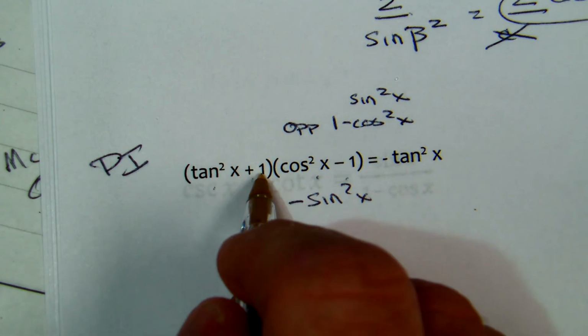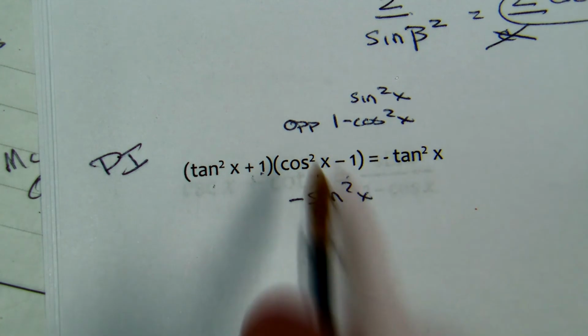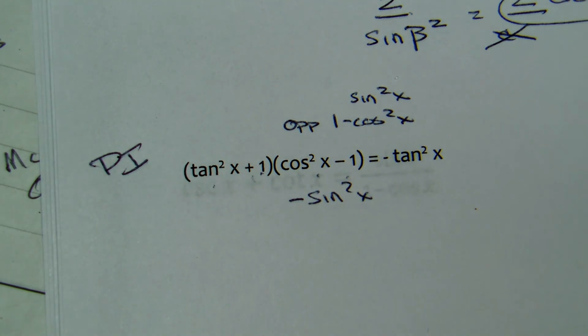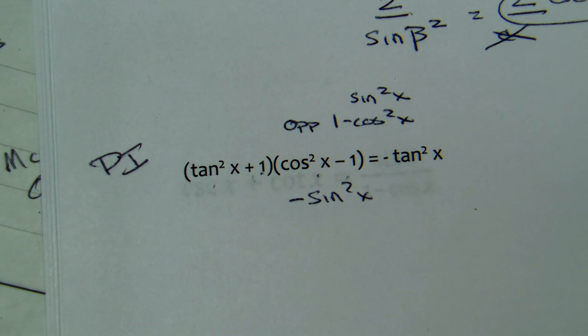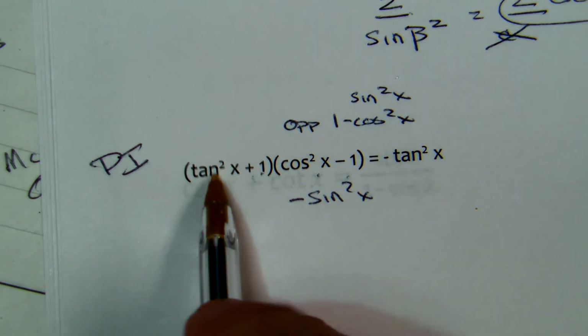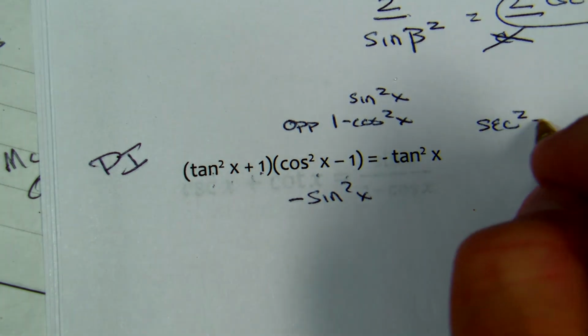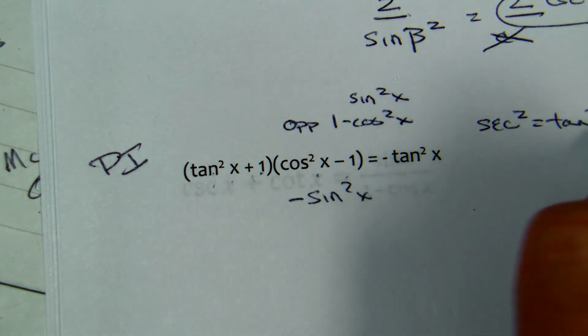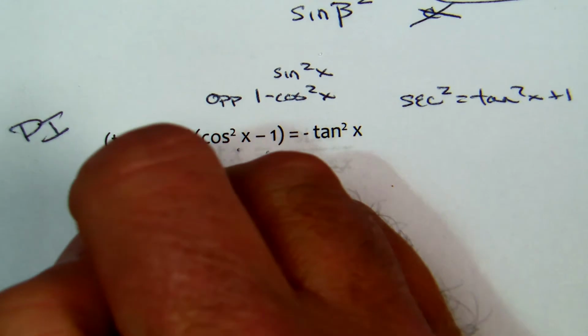Tangent squared x plus 1. Now we go to one of our other identities. Remember, with the other identities, the secant and the cosecant are always greater than 1, so that's always going to be by itself. And the co's go together. So cosecant goes with cotangent, so that means with tangent it would have to be secant. So that helps trigger the fact that tangent squared x plus 1 is secant squared. So I can rewrite that as secant squared.